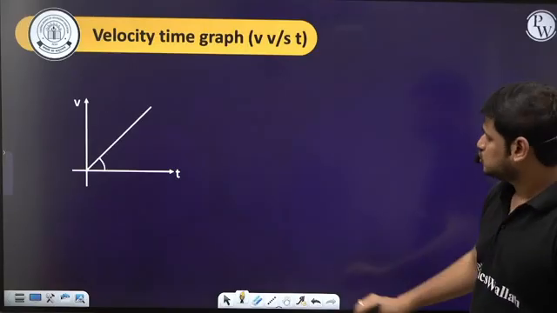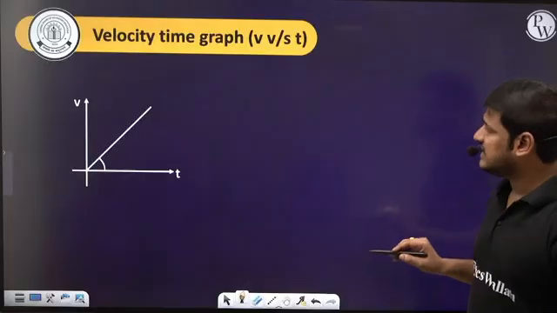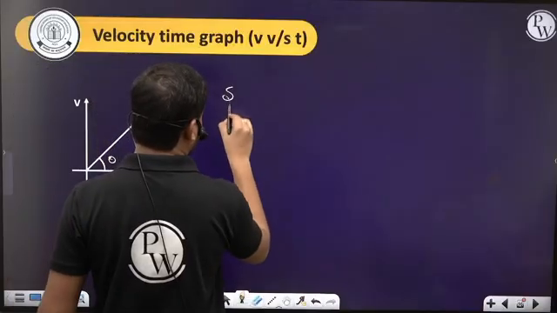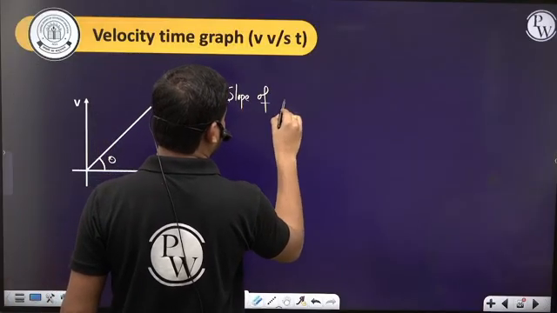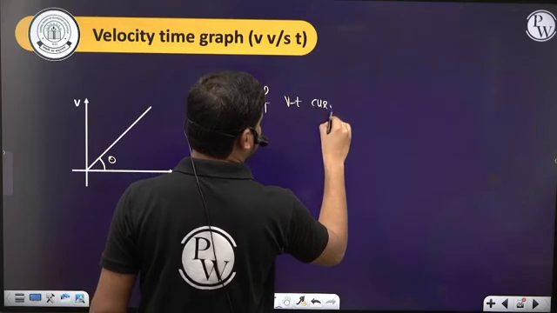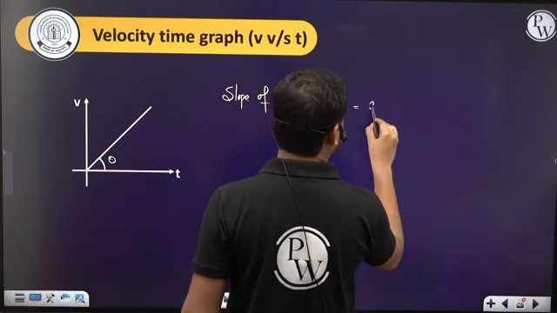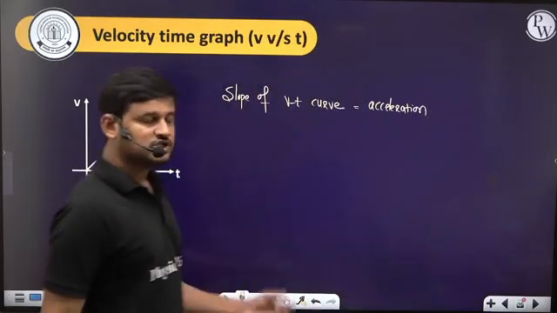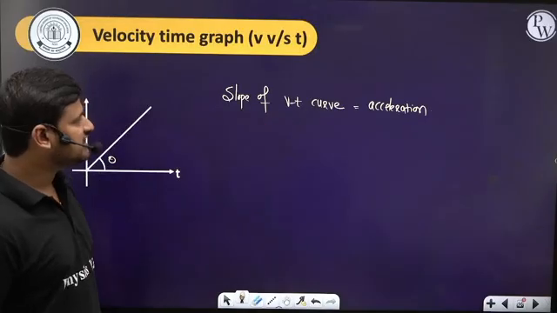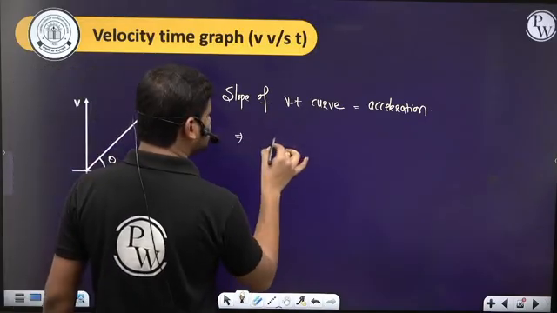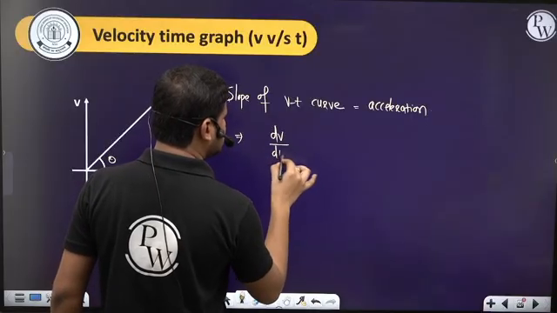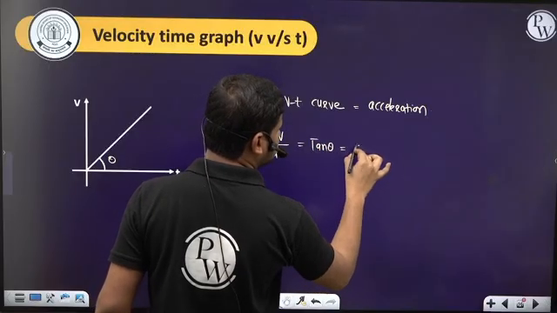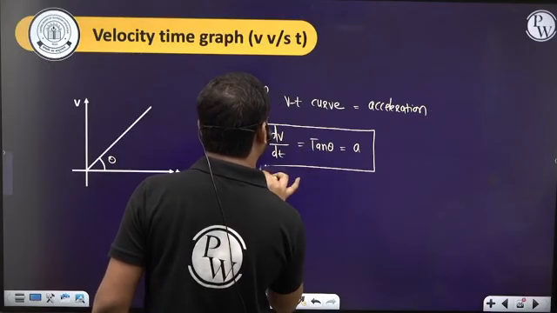Next. Now let's go for the velocity-time graphs. The same analysis we are going to do. First, let's suppose this angle is theta. The slope of the VT curve will result in acceleration. So what is the slope of the VT curve? It is dv by dt. If the angle is theta here, the slope is tan theta, which is equal to the acceleration.